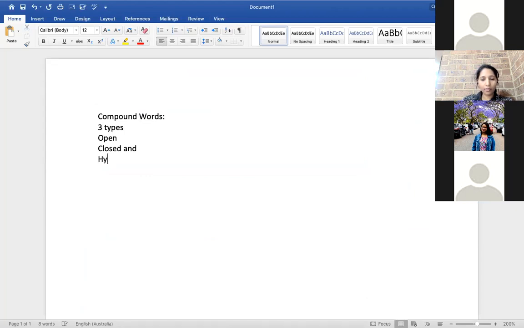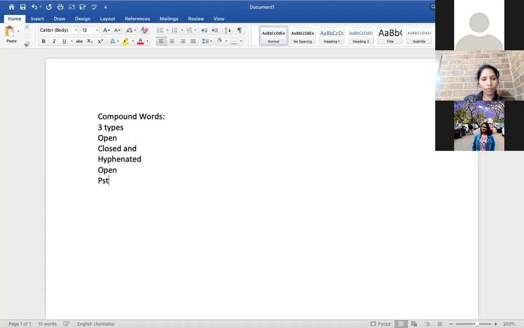And hyphenated. So there are three types of compound words. Open, closed, and hyphenated compound words. So open compound words are words like post office. That is one word, but we write it with a space. Post space office. And anything else that you can think of, which is like this? Tax office. Okay, so all these are your open compound words. So if you write your open compound word as a closed compound word, you won't be getting points.